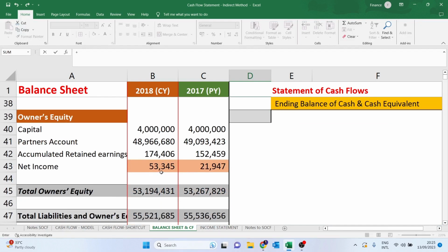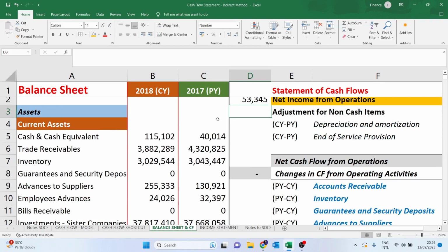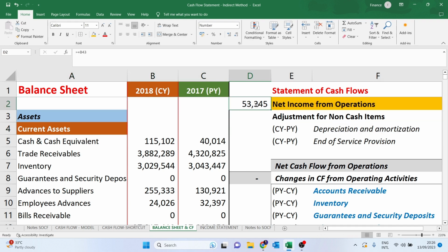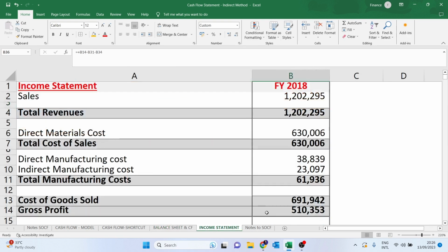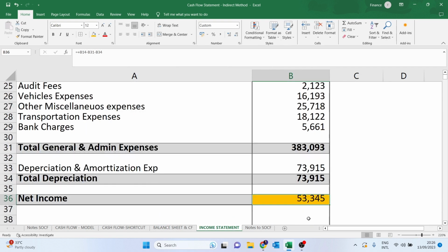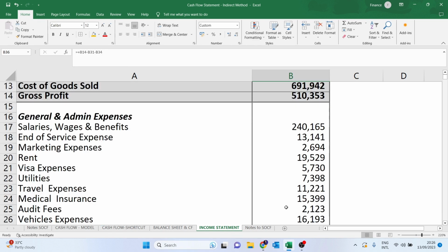If not, yes, this is the one: net income for the current year, 53,345. You just need to make sure this 53,345 is the net income. You can check it in the income statement. So here is the income statement, which shows 53,345. This is our net income for the year 2018.